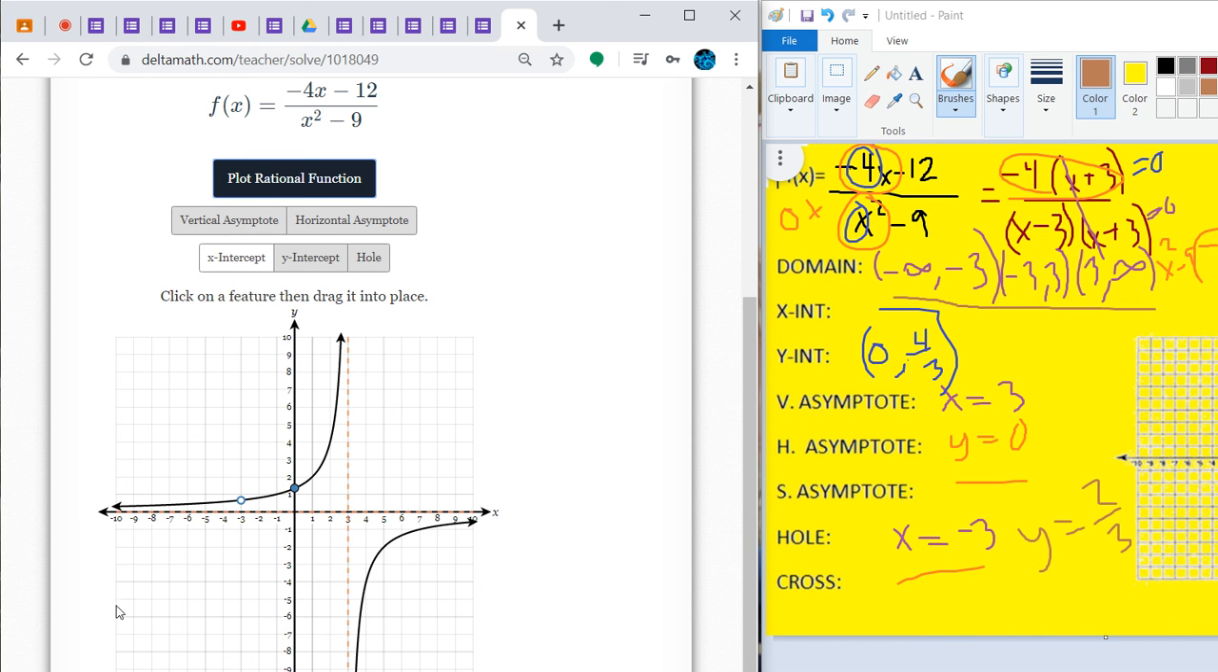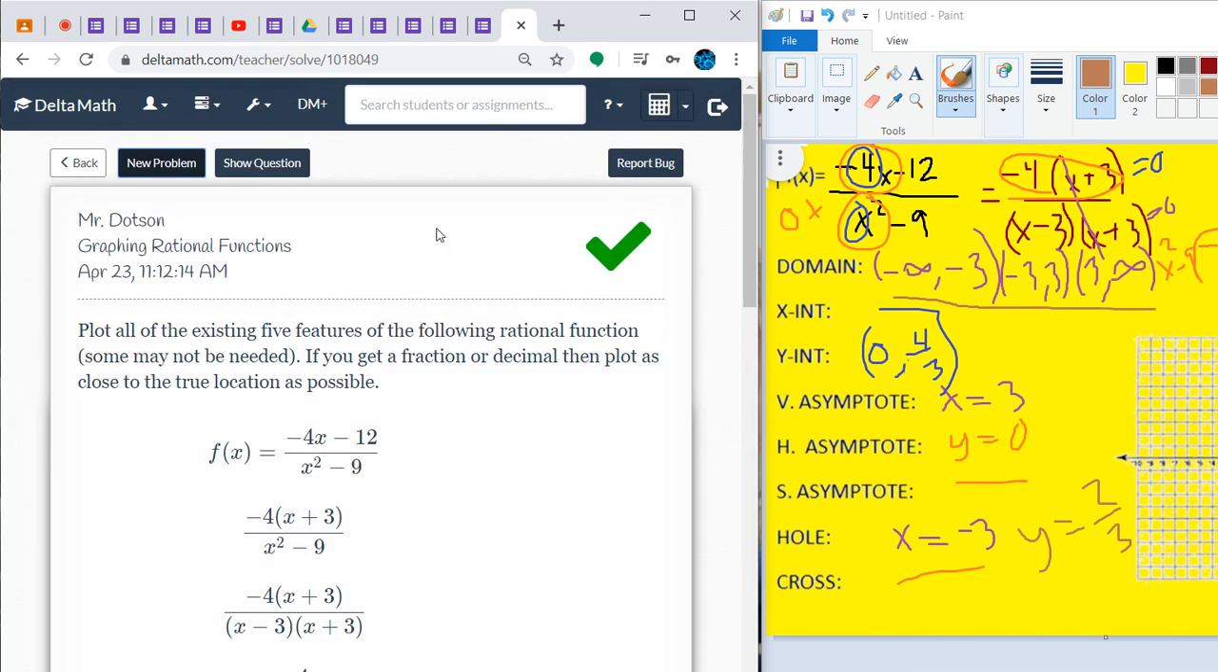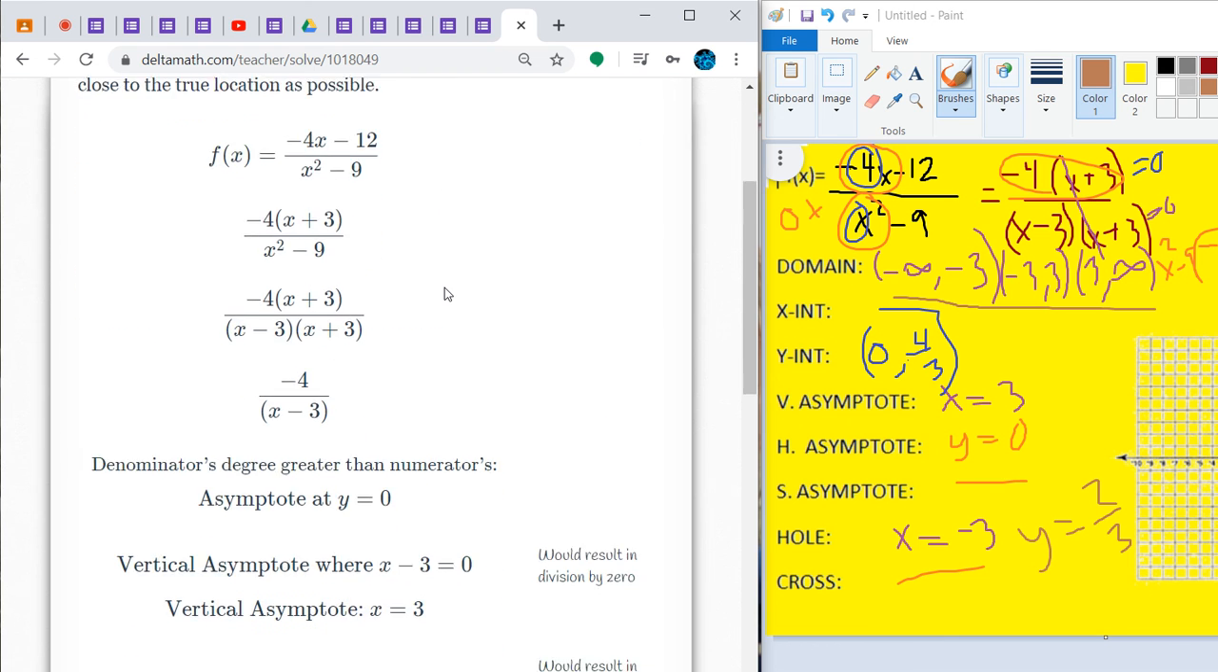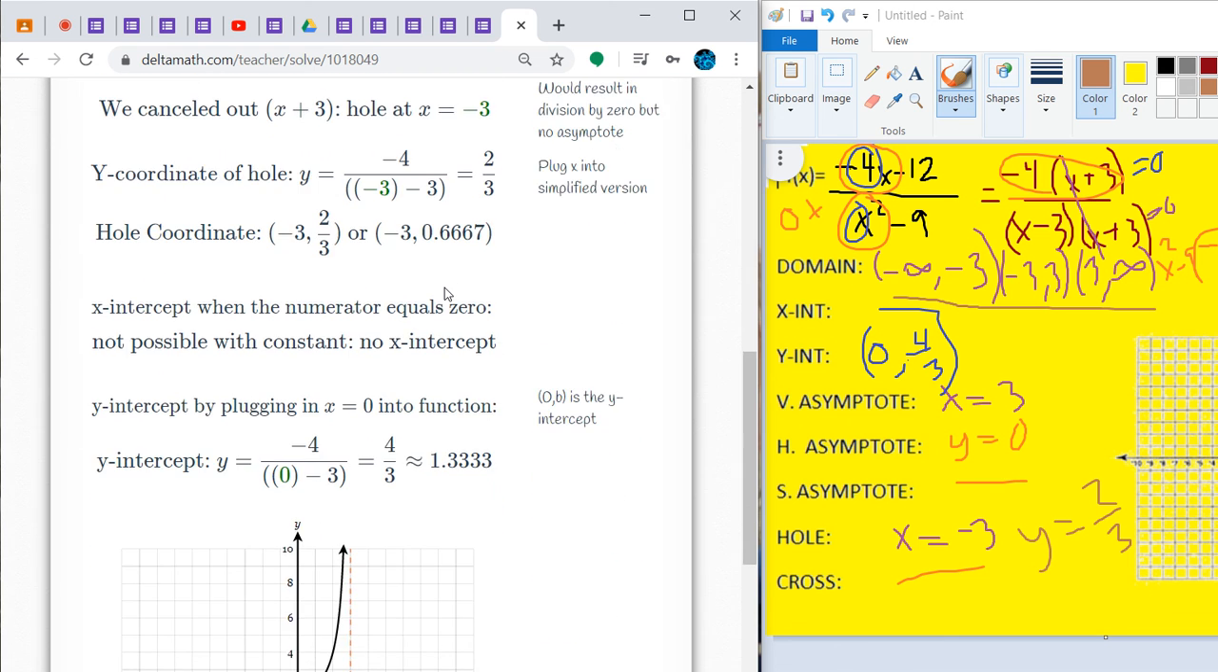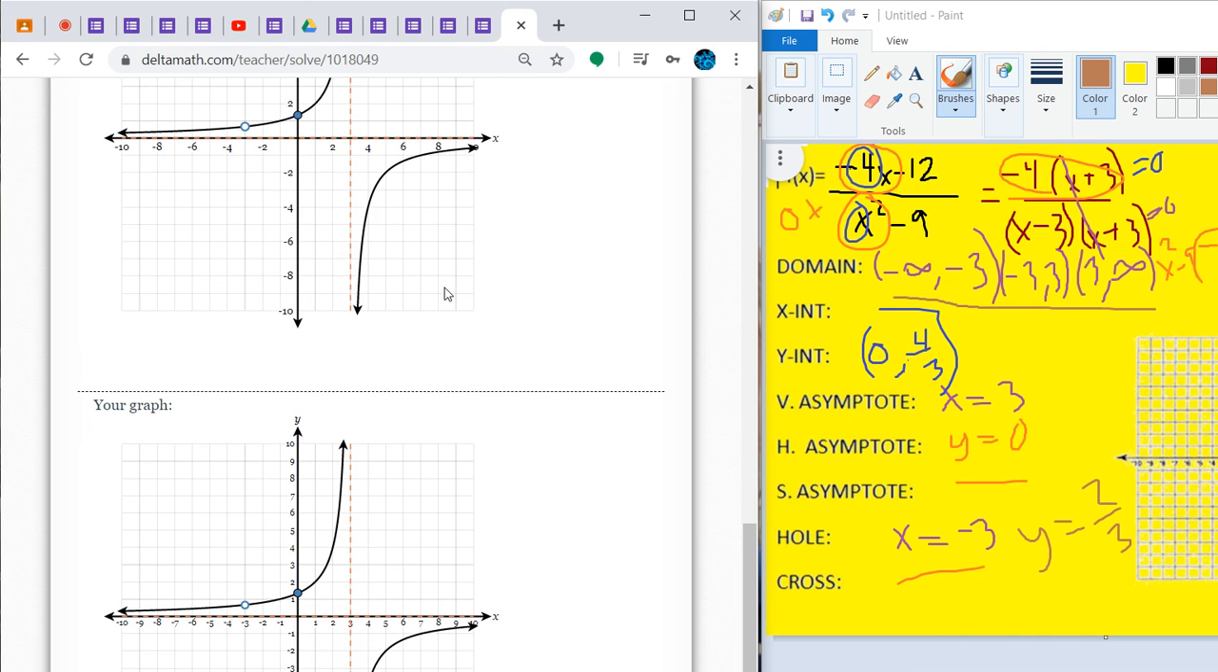And once you do that, you submit your answer. Are you sure you want to submit? Yes, there it is, and it gives you all the steps of exactly how to do your graph.